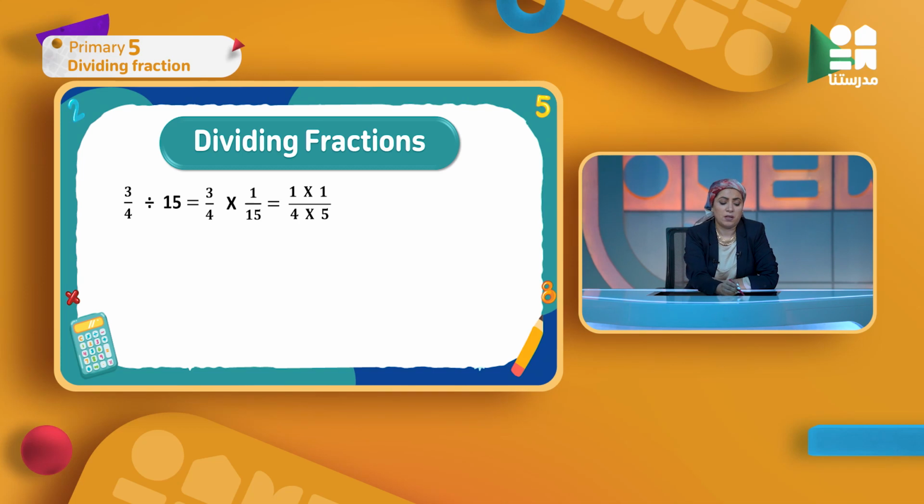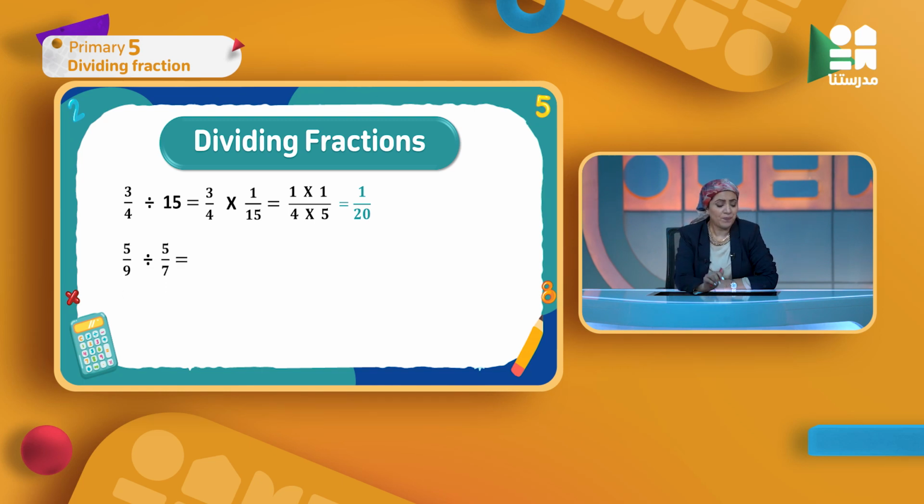Here, 3 divided by 3 is 1, and 15 divided by 3 is 5. Then I multiply them. 1 over 4 times 1 over 5. The answer will be 1 over 20. 1 over 20, can I simplify it anymore? No, because I have 1 as a numerator, and 1 is the simplest form for any number.